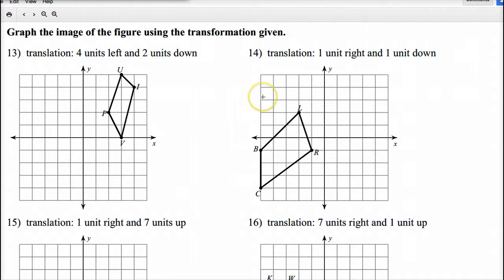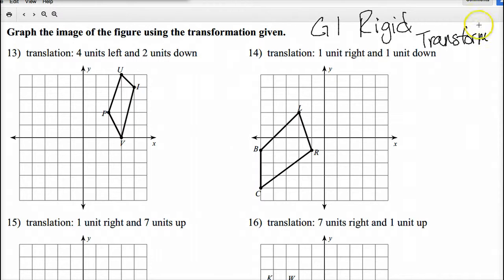All right, so let's take a look at some more of this unit G1, rigid transformations. And again, it's rigid transforming because it doesn't change. It stays the same shape and the same size, but just kind of different locations, maybe different orientation too.